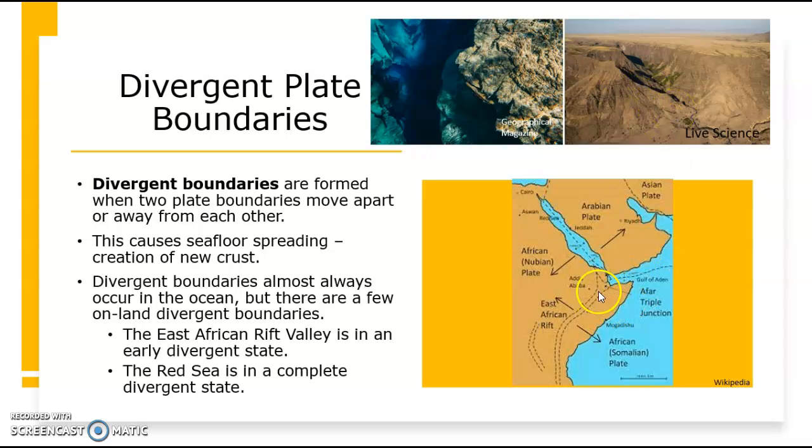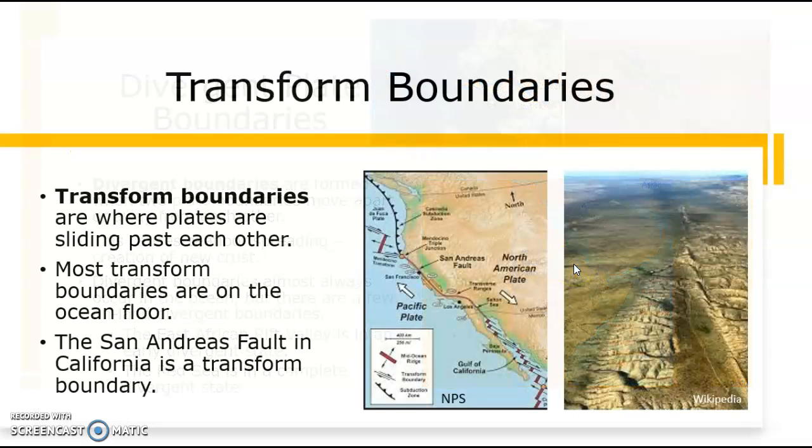And on this map here, you see the east coast of Africa. And eventually, millions of years from now, this will actually be torn apart from Africa. And the Red Sea is in a complete divergent state. So the Arabian and African or Nubian plate have moved apart from each other, and it has filled in with ocean or with seawater.